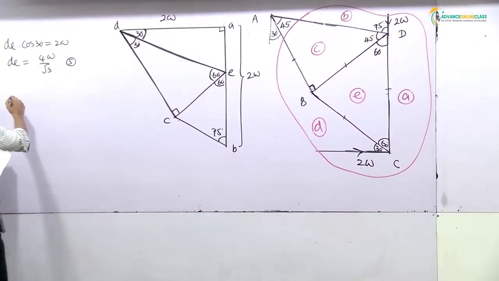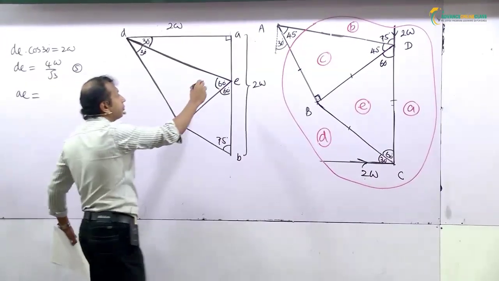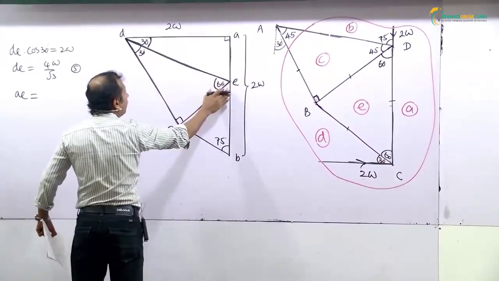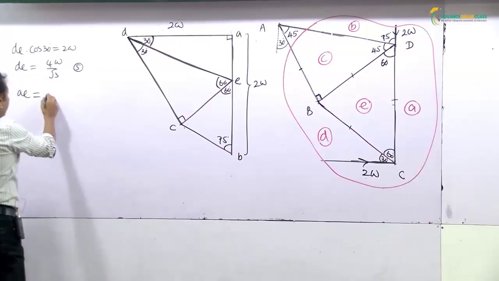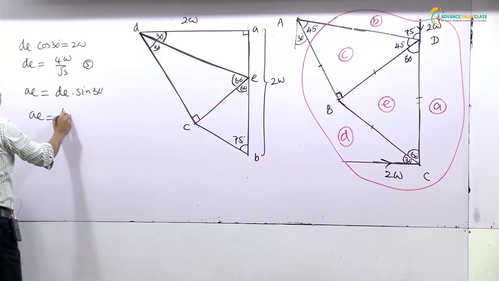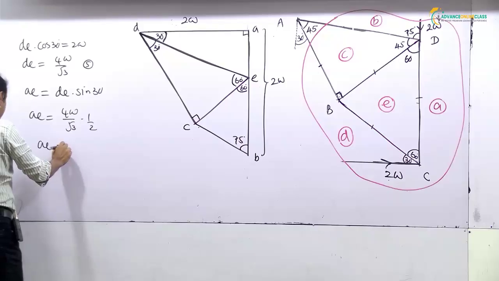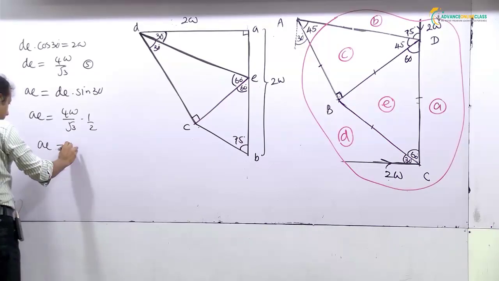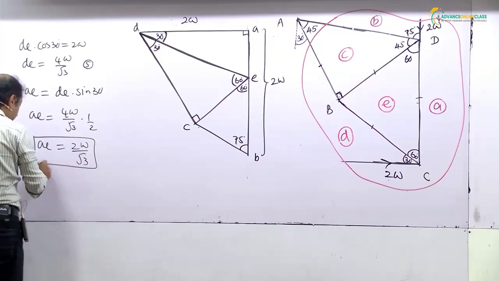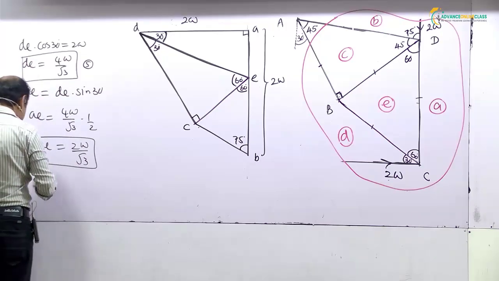Next one, AE. AE, this. What's AE? DE sin 30. DE we know, 4W over root 3, sin 30 is half. We get AE equals 2W over root 3. So that also 5 marks.